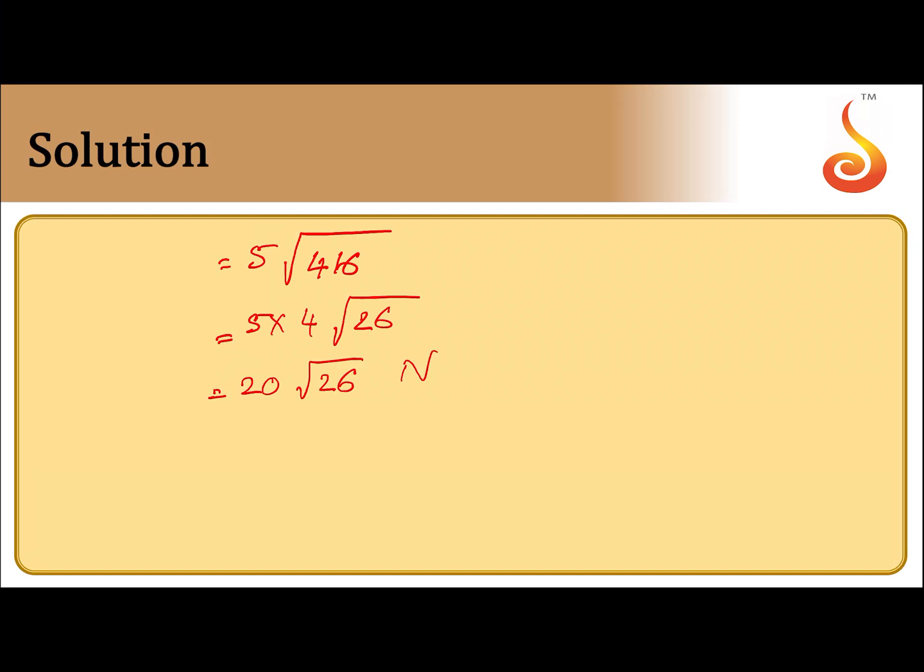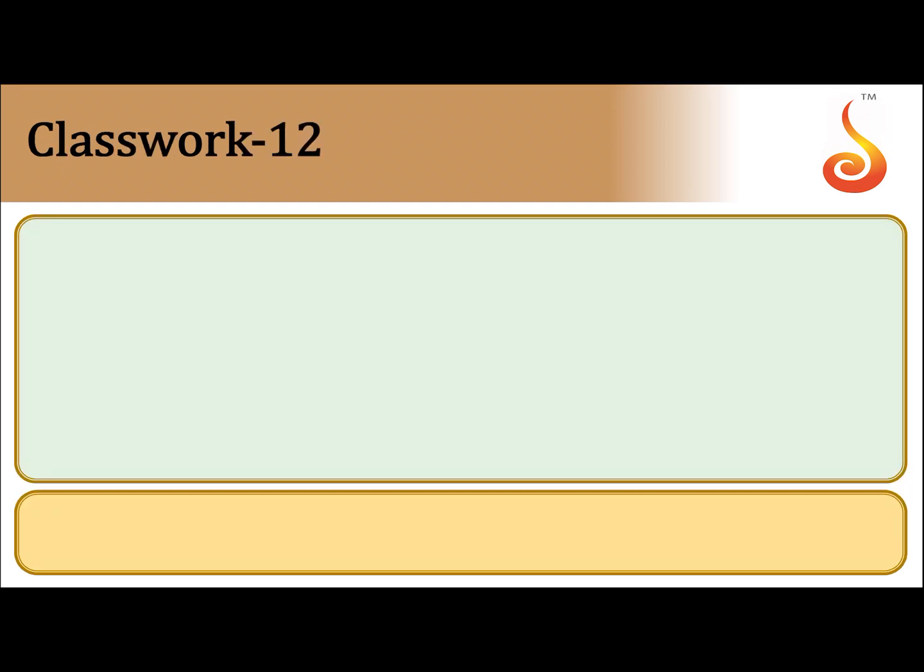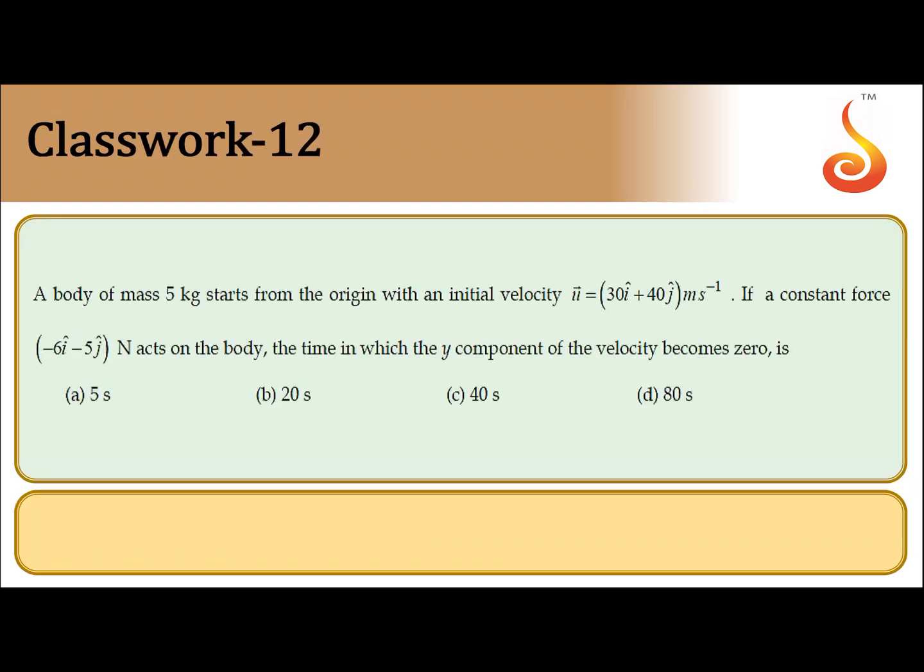All right. Next one. A body of mass 5 kg starts from the origin with an initial velocity u is equal to 30i plus 40j meter per second. If a constant force minus 6i minus 5j Newton acts on the body, the time in which the y component of the velocity becomes 0 is.